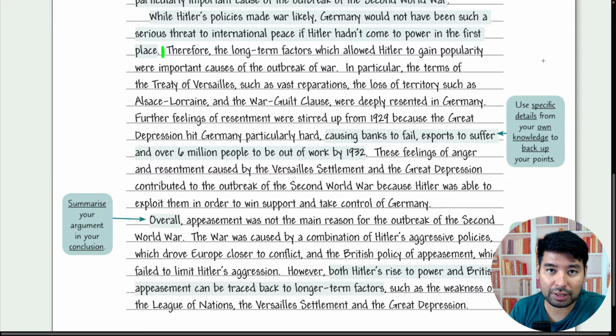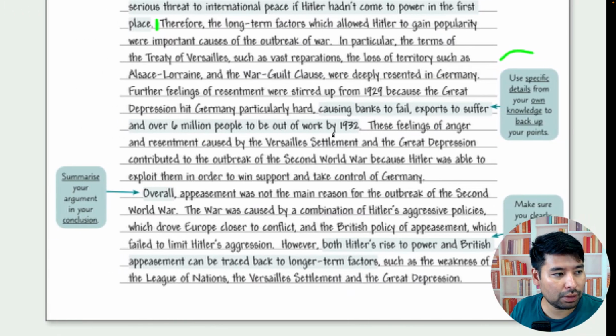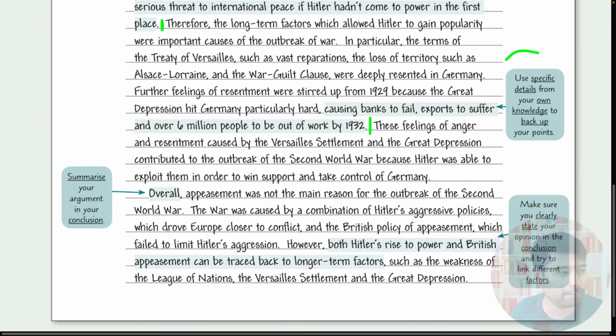Again, this information is also highlighted, right? As you can see here, use specific details from your own knowledge to back up your points, to back up your opinion, right? And let me get a little bit closer here. So, okay. So again, I'm going to continue from these feelings, but I'm going to make my head disappear again, so you can understand better.